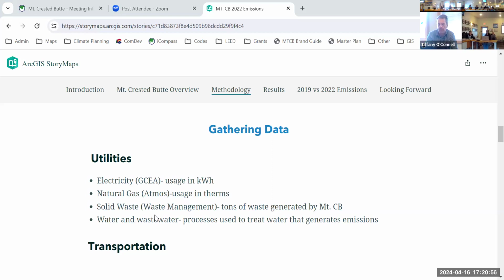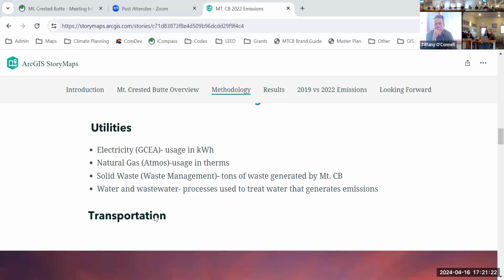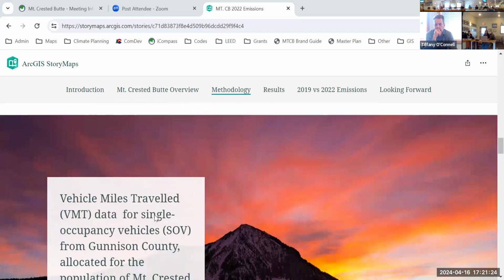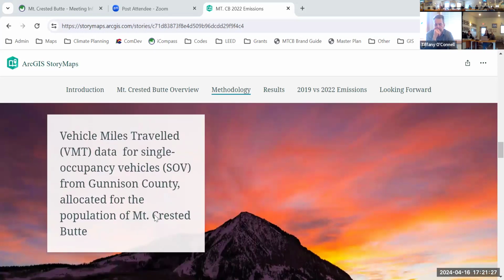For our solid waste, we got this data from Waste Management, and this came in the tons of waste that was generated by Mount CB that was sent to the other landfills. For water and wastewater, there is a wastewater treatment plant here, and so that will comprise the emissions from the processes used to treat the water at the treatment plant, and the electricity from that plant is accounted for in the electricity emissions. For transportation, there were a few aspects.